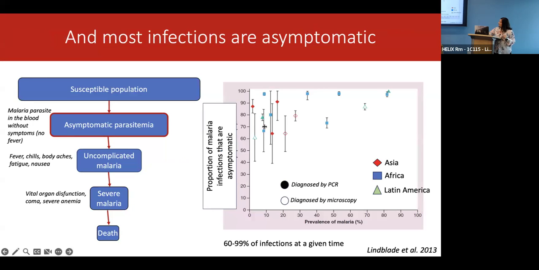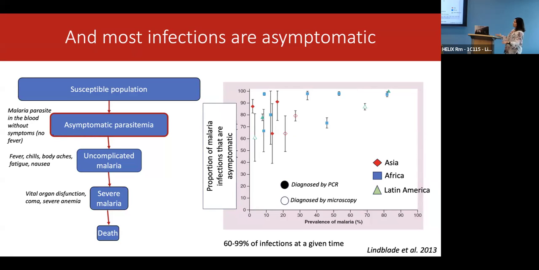asymptomatic malaria infection. And so when we look at field settings, in places where malaria is both very common and even less common, the proportion of malaria infections that are asymptomatic is very high. This meta-analysis found that between 60 and 99% of infections at a given time are asymptomatic. And most of the time, these are just going undetected because most detection is through passive case detection where people come in when they're sick.